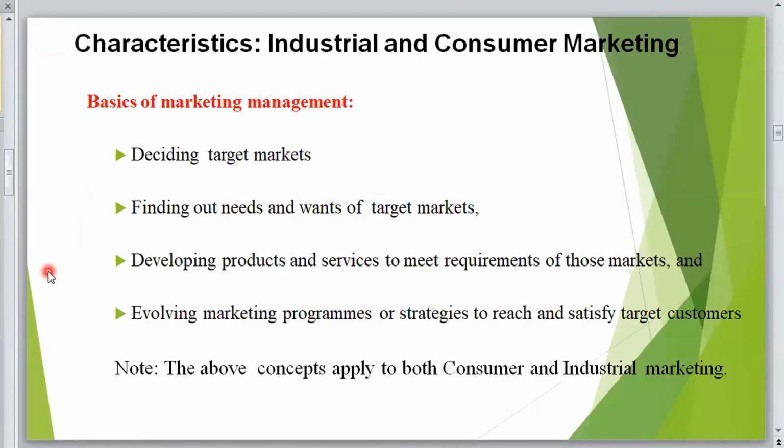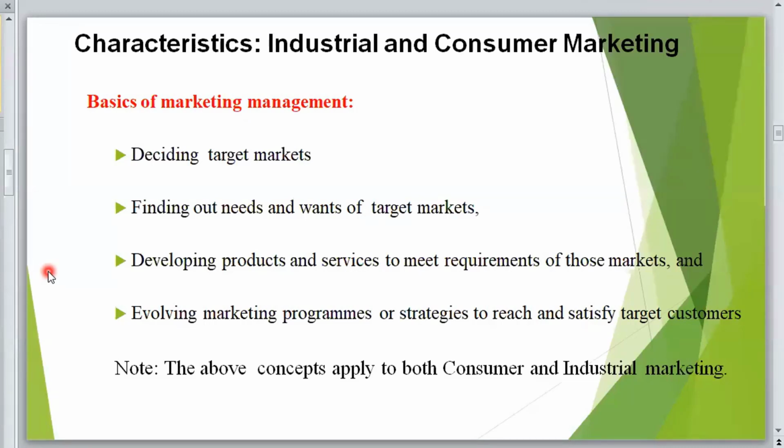Here, for example, when we talk about characteristics, perhaps deciding target market. Who is the target market of industrial market? The target market, market simply a customer. Definitely. Your consumer market? Individuals, families, households and so on.